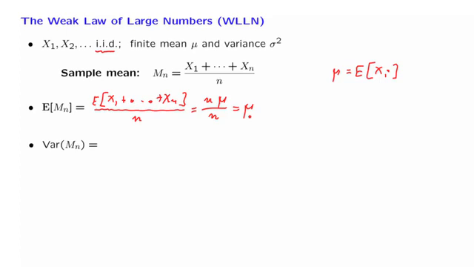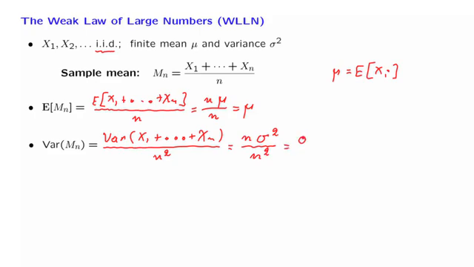Let us now calculate the variance of the sample mean. The variance of a random variable divided by a number is the variance of that random variable divided by the square of that number. Now, since the xi's are independent, the variance is the sum of the variances, and therefore we obtain n times the variance of each one of them. And after we simplify, this leaves us with sigma squared over n.